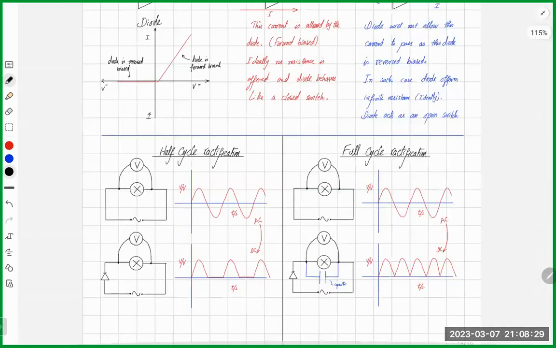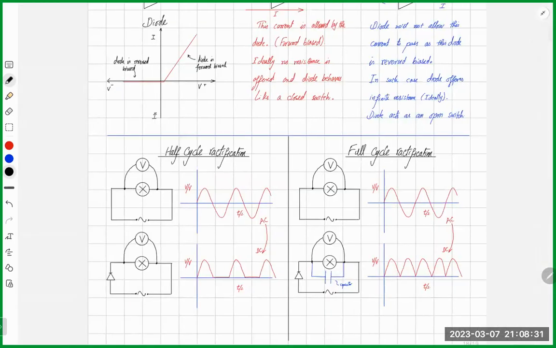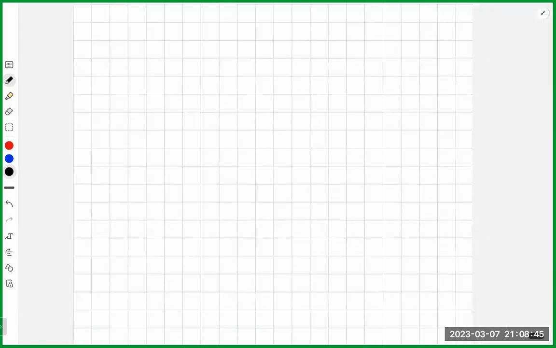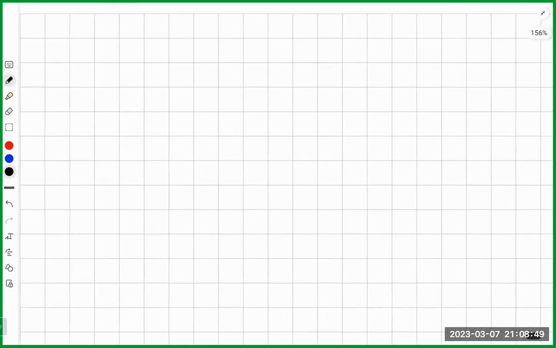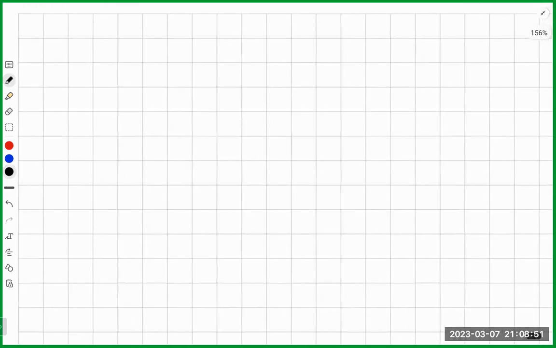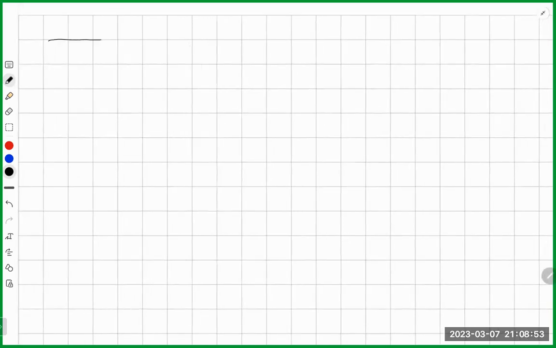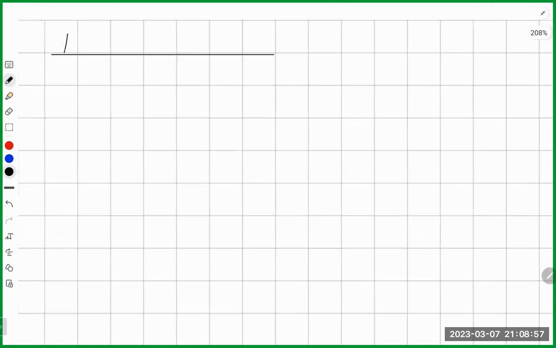Full cycle rectification, where there is no gap. Look at the half cycle rectification. There is a half cycle of gap over there. But now, one more rectifier. We call it bridge rectifier.